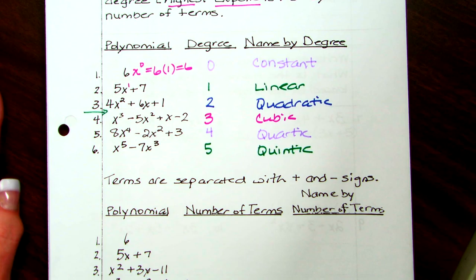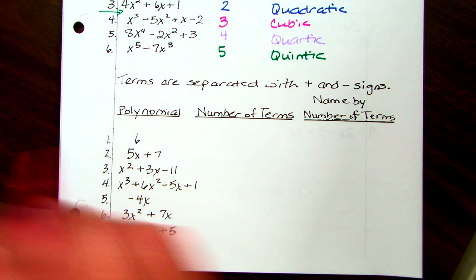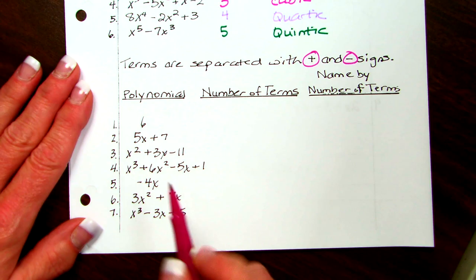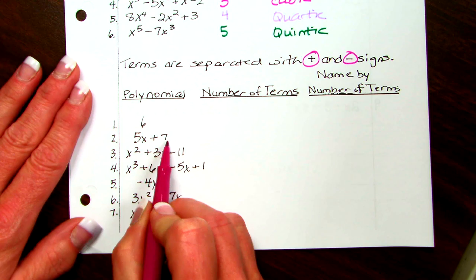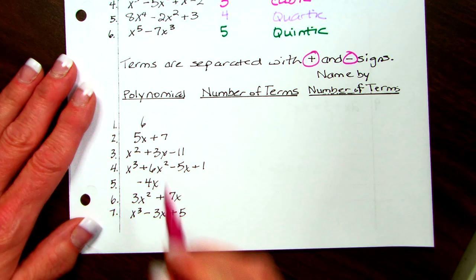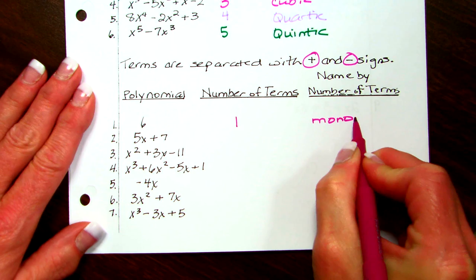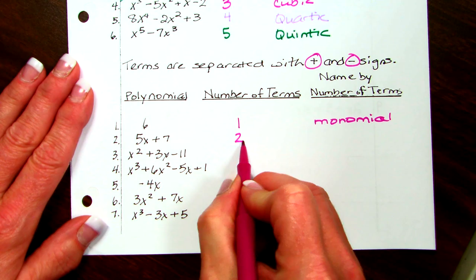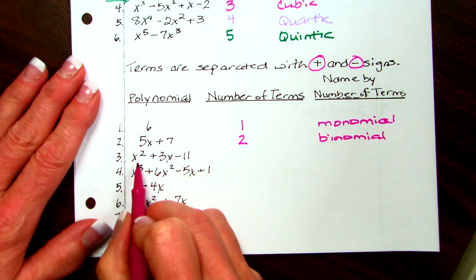Now, we can also talk about polynomials by their number of terms. Terms are separated with plus and minus signs, okay? So if I look at number 2, 5 times x, that's one term. But 5 times x plus 7, the 5x and 7 make 2 terms. So terms are separated with plus and minus signs. So looking at number 1, there's one term. We call that a monomial. Number 2 has 2 terms, so we call that a binomial. Number 3 has 1, 2, 3 terms, so we call that a trinomial.